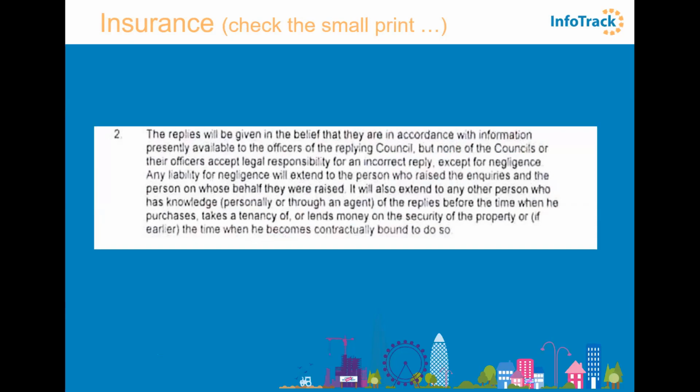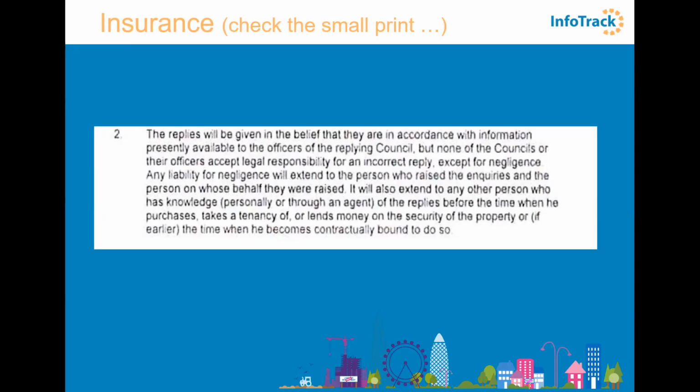Now dealing with insurance, this is a really good example, and it's always funny to check the small print. So this is actually an up-to-date example given by East Hants District Council in the small print of both the Con 29 and the Con 29O forms. It shows that the local authority does not accept legal responsibility for an incorrect reply except for negligence. However, negligence is really hard to prove. It's also good to point out that none of these T's and C's have been updated for a very long time.